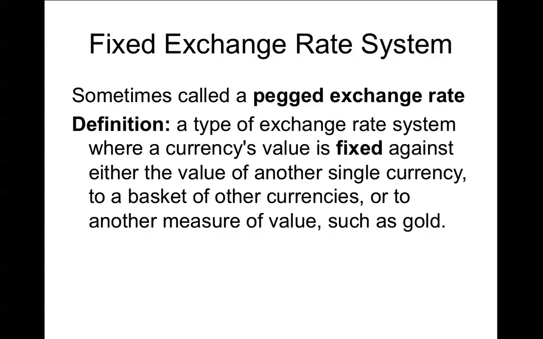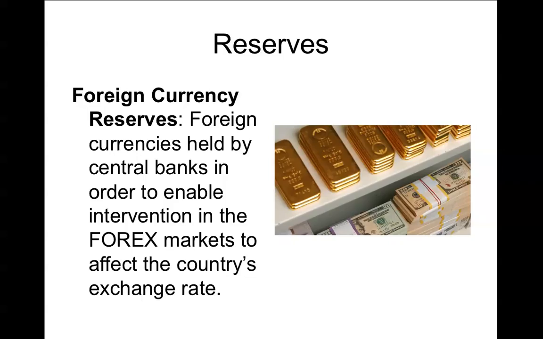The second type of exchange rate system that you need to be aware of is the fixed exchange rate system. This is sometimes called a pegged exchange rate, and the definition of this is an exchange rate system where the currency's value is fixed against the value of another currency, another basket of currencies, or to another measure of value such as gold.